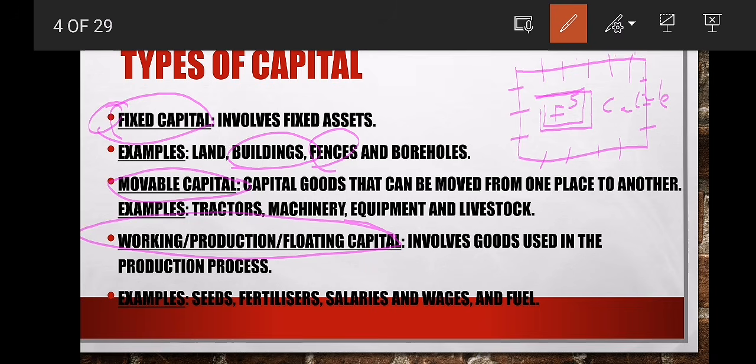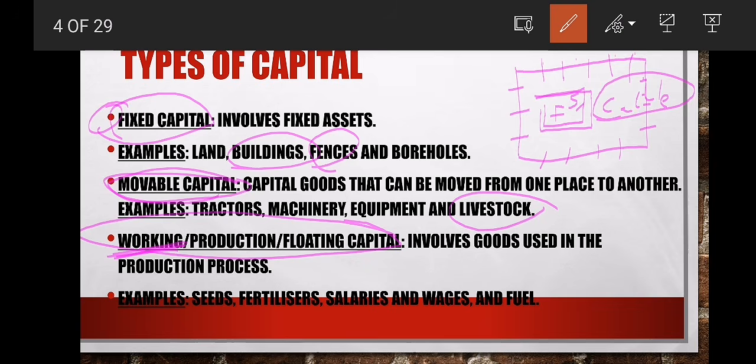We then said, here you have cattle that are grazing in the grazing yard or grazing field. The cattle fall under movable. They can be moved from one position to another position. So the type is movable. Example, cattle or livestock. In the building, number three, we said there is fertilizer, seeds. It falls under working capital.